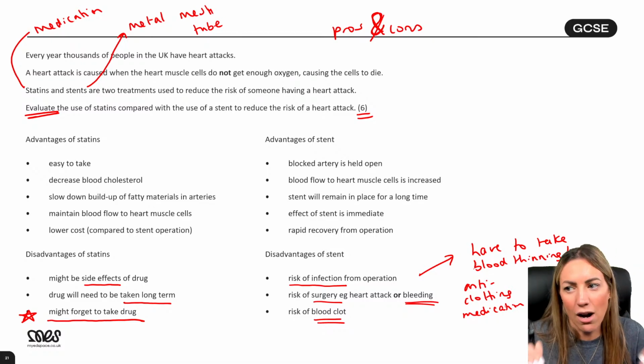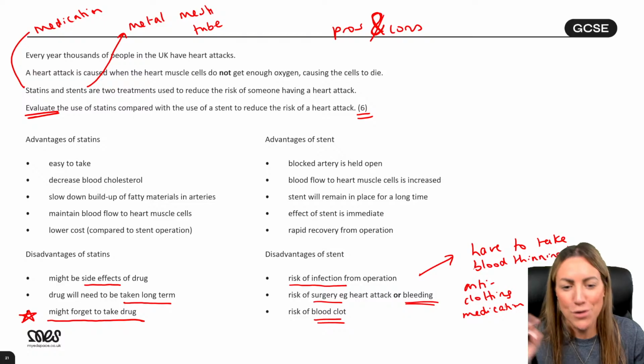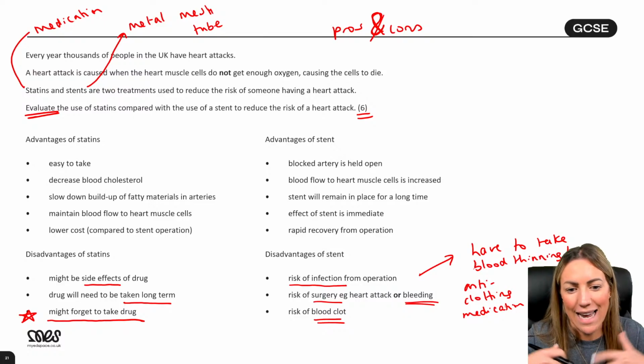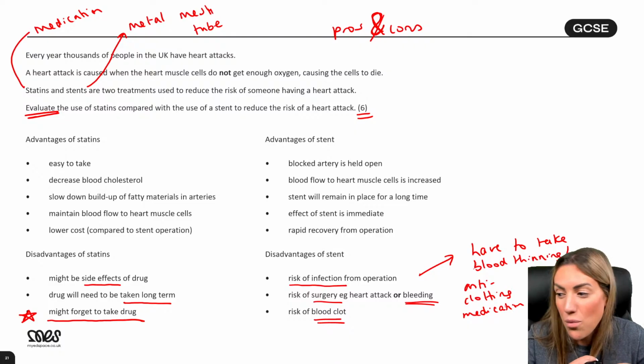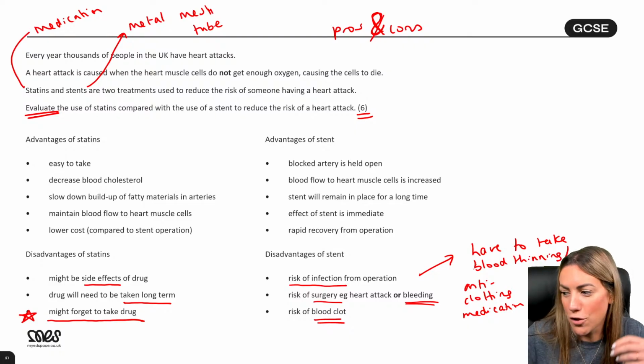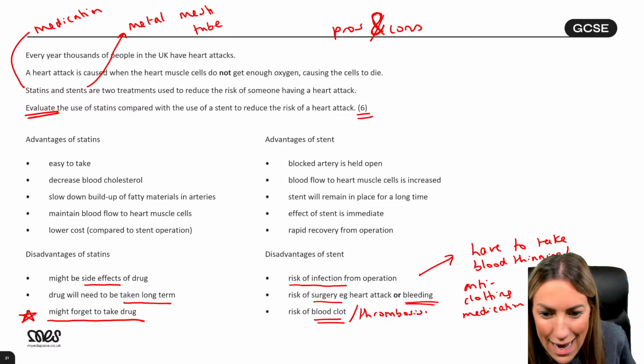This one is particularly hard because you had to do statins and stents, pros and cons of both, if you wanted to get into the 5 or 6 mark bracket. This is an AQA question. Yeah, thrombosis is another word for a blood clot. So for sure you could say risk of blood clot or risk of thrombosis. That would be absolutely fine.